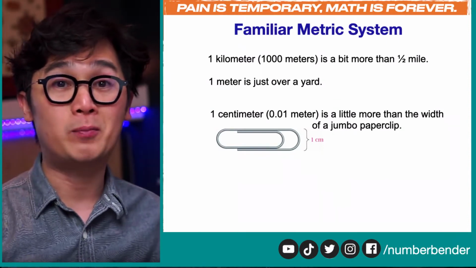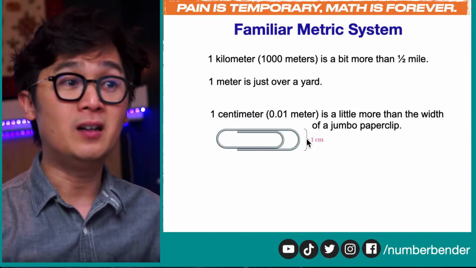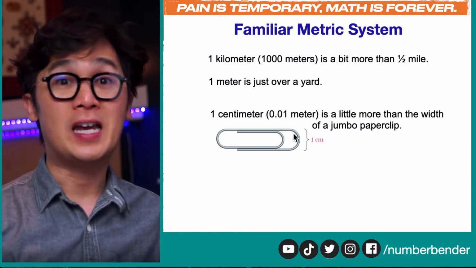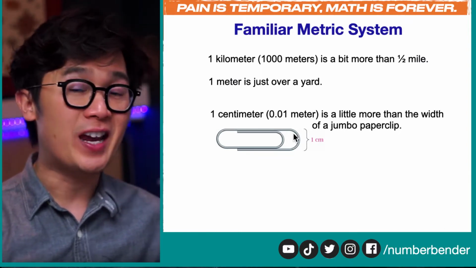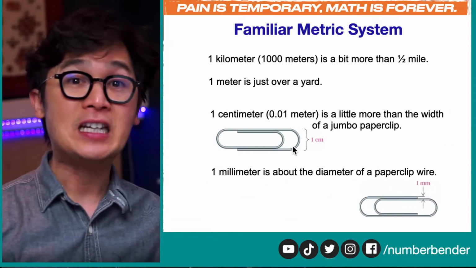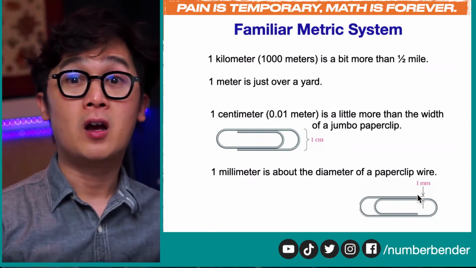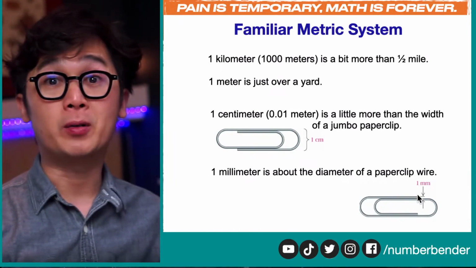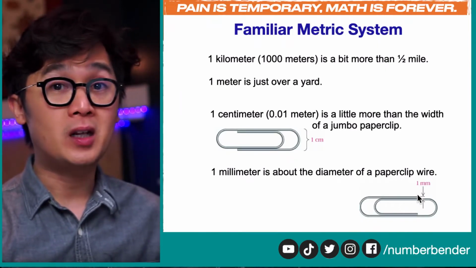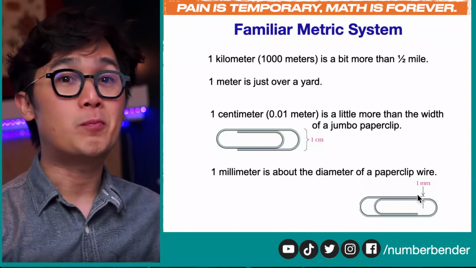So the jumbo paperclip, its width using this diagram right here, is about 1 centimeter. So 1 centimeter is smaller than an inch, and this is how you will visualize it. And if we talk about a millimeter, it's even smaller, because 1 millimeter is the size of the diameter of the metal wire in our paperclip. So this is how you can visualize the metric system if you're not too familiar with how we use other units of measurement in other parts of the world.